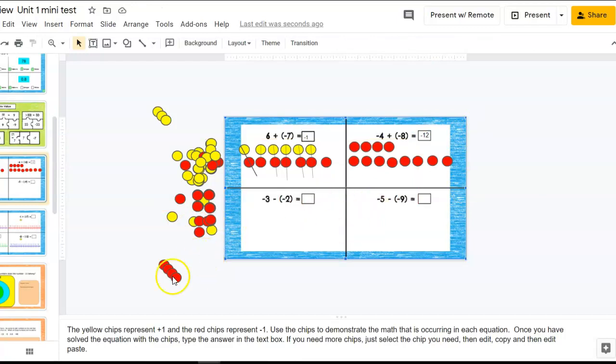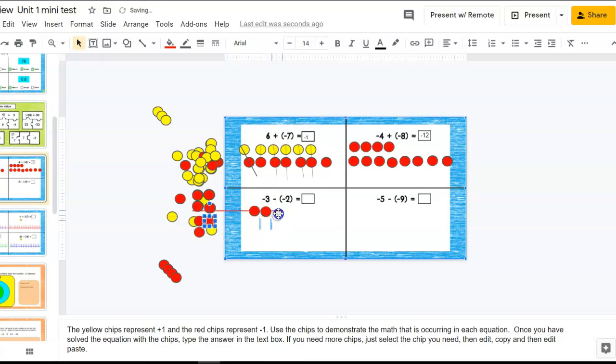So here I have negative 3. 1, 2, 3. And it tells me I'm going to subtract a negative 2. So if I take and subtract a negative 2, 1, 2, I'm going to have left a negative 1.